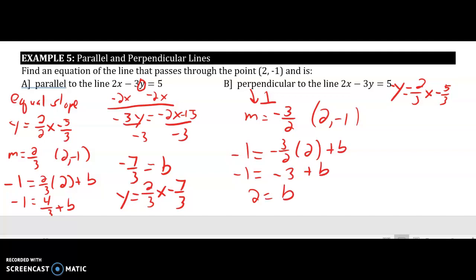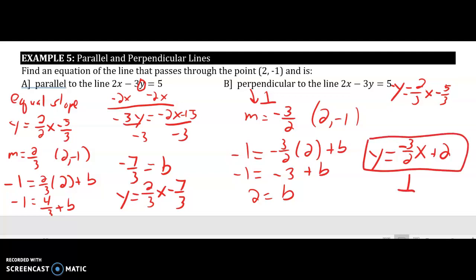So b is 2. So my equation is y equals my slope, -3/2, not the 2/3, x plus 2. And that's my perpendicular line that I've got. So there's my perpendicular. And then over here, here's my parallel. Parallel is just 2 vertical lines.